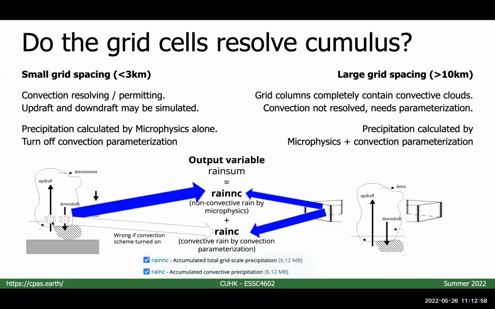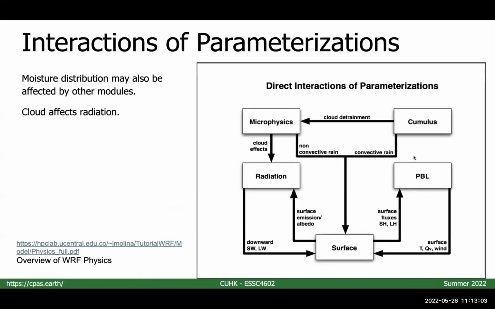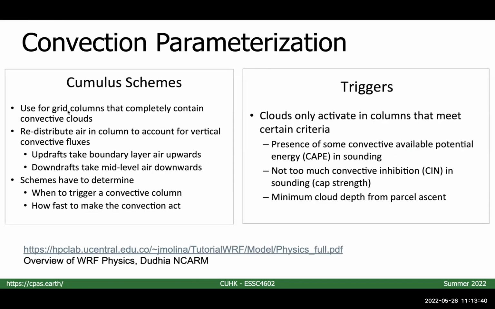Usually, what they need to change is the vertical distribution of a quantity, like mixing ratio or horizontal momentum. They redistribute or do some mixing of the quantities within the column. They are one-dimensional parameterization schemes. The one dimension involved in these schemes is the vertical dimension. So the grid column completely contains the convective clouds. It redistributes air in the column according to the vertical convective fluxes, like updrafts and downdrafts.